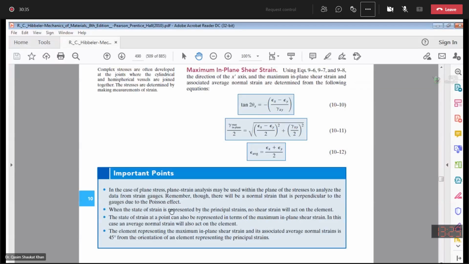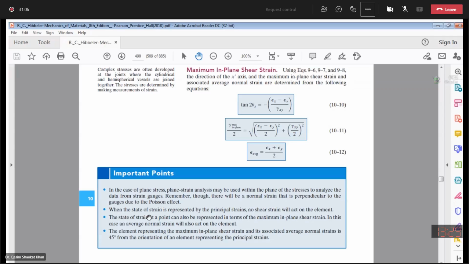So when the state of the strain is represented by the principal strains, no shear strain will act on the element. Over the principal planes, we know that there will be no shear stresses and there will only be normal stresses. So correspondingly there will only be normal strains. Because there is no shear stress, correspondingly there will be no shear strain over the principal planes.